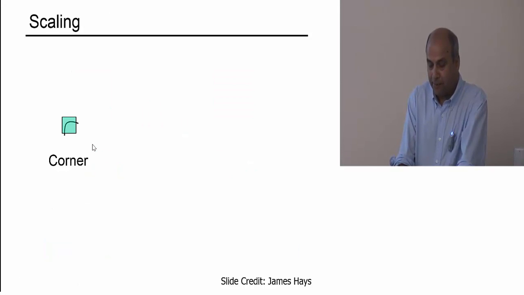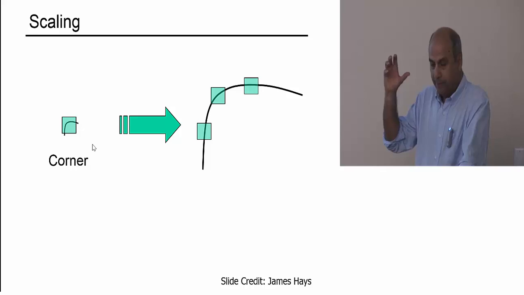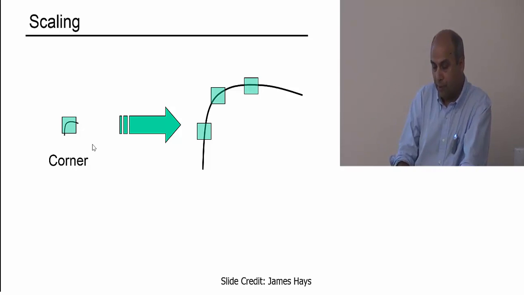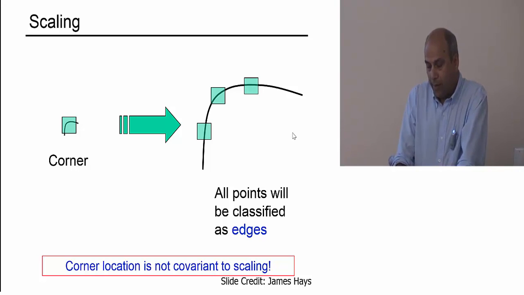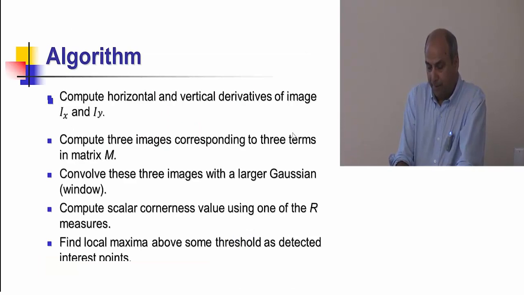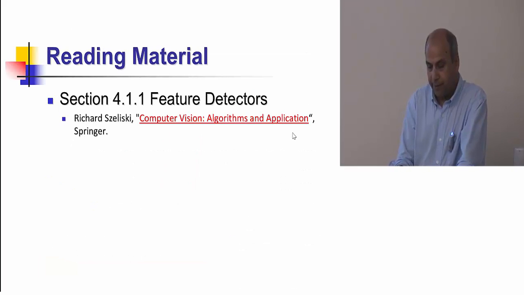Now scaling, suppose a corner like that. Now you scale, you zoom in or zoom out. Now there will be a problem, and these will all be edges. Therefore, it is not covariant to scaling. Okay, so I think this is a repeat, and this is your reading material, and we are done.